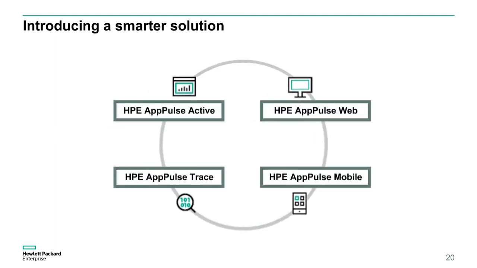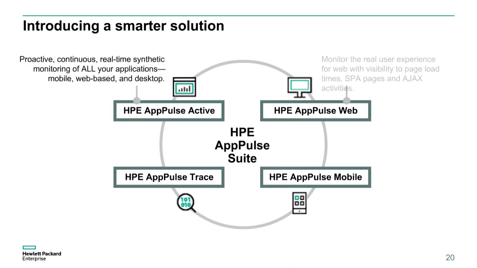So we come into the solution. This is the HPE AppPulse Suite. This suite is actually composed of 4 different components, and we will talk about them later. We will drill down to each one of them, but from a high-level perspective, we do have the Active.